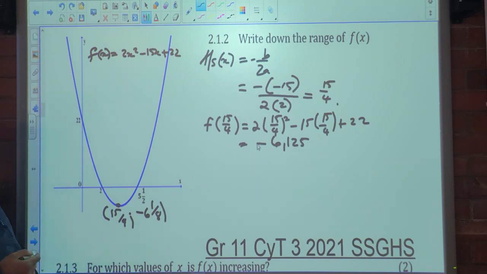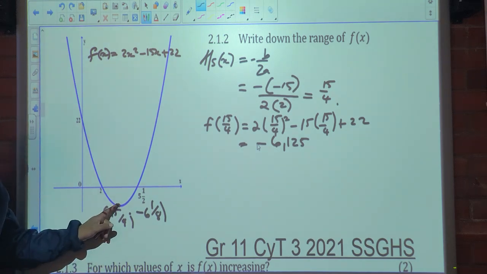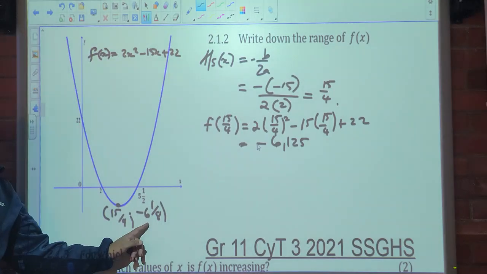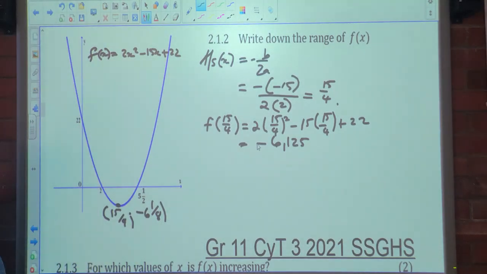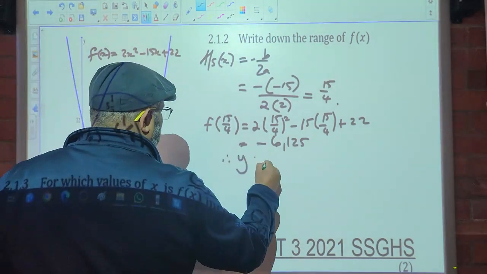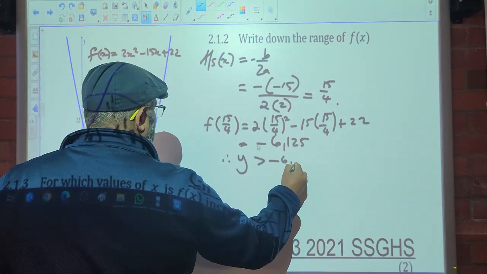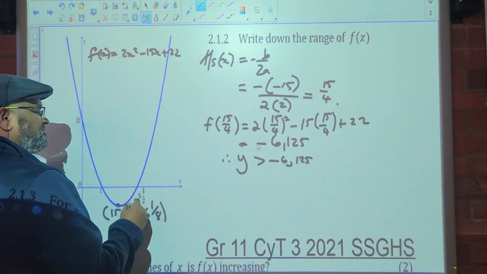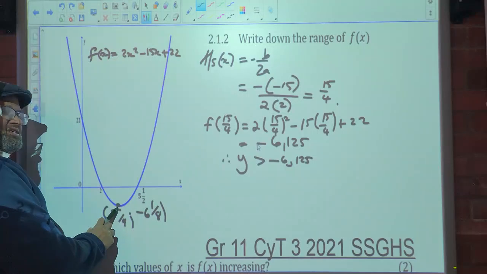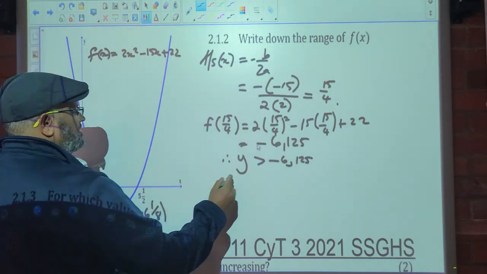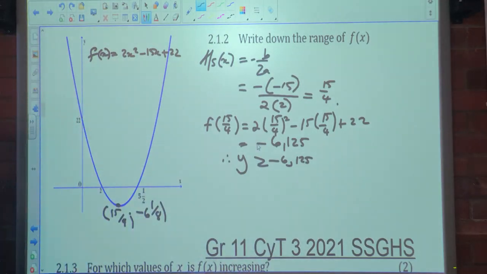So to answer this question, the question was for the range. So the graph has to be more than negative 6 and 1 over 8. So therefore y is greater than negative 6 and 1 over 8. But then, does the graph exist at this point? Yes, it can be equal as well.